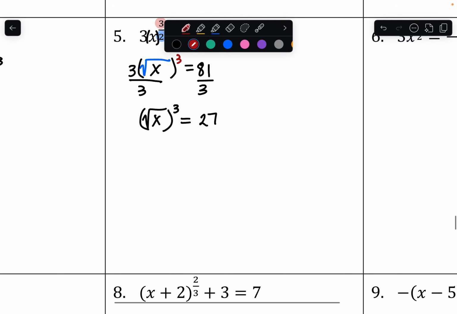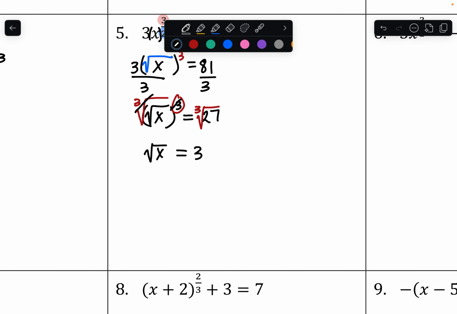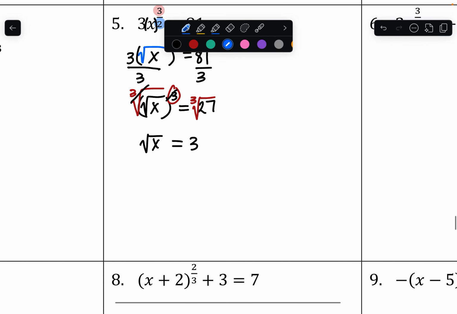Now, it's easiest to get rid of this exponent first. So to get rid of a cube, we need to cube root. So that leaves me with square root of x equals, and then the cube root of 27 is 3. And now we're ready to get rid of the square root by squaring both sides, which gives me x equals 9.